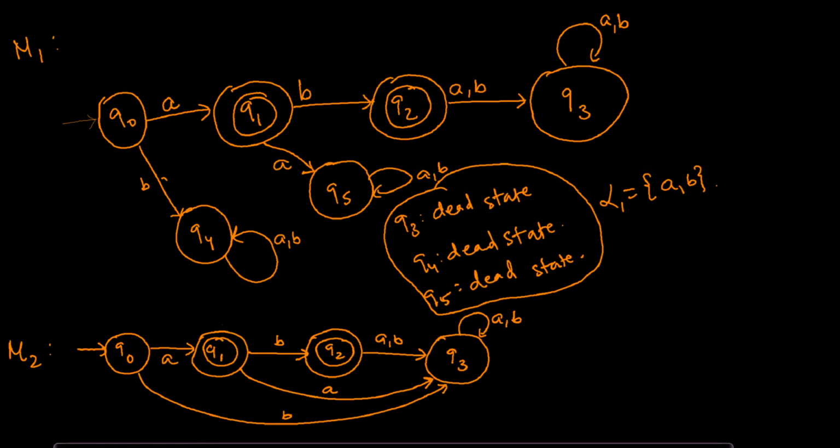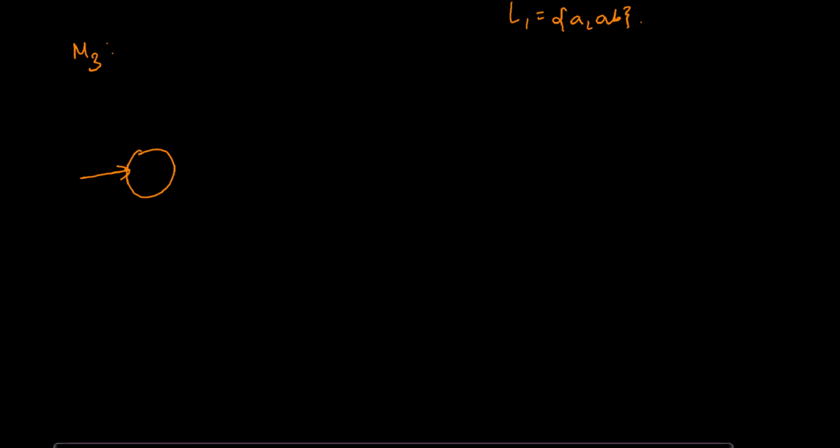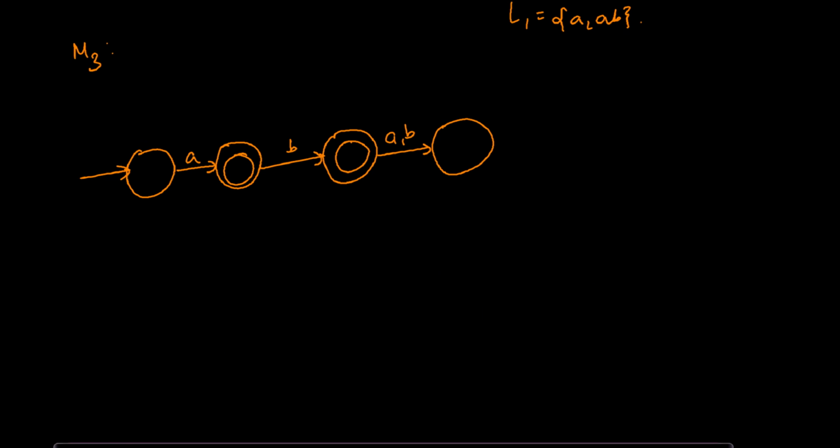Consider another machine for this language L1. L1 was {a, ab, abs}, right? On A it goes on, B goes here, and then anywhere else we would go to a dead state, but we will not make it a dead state.